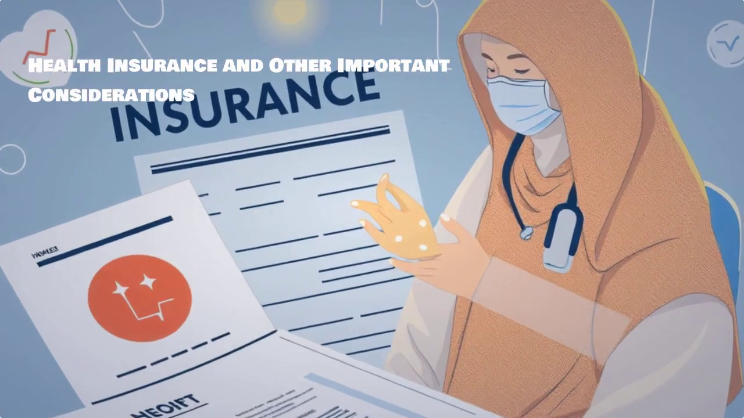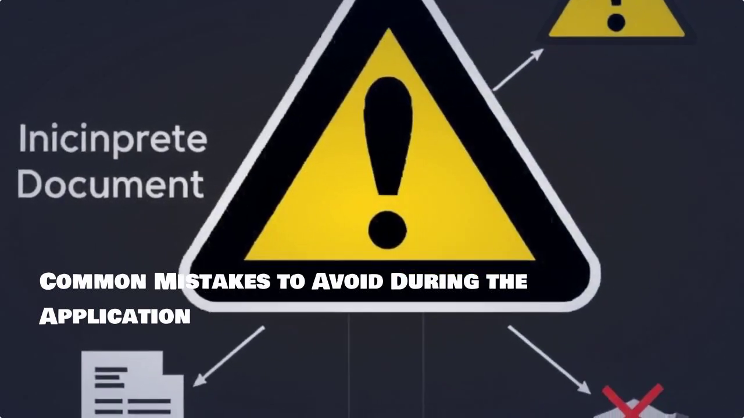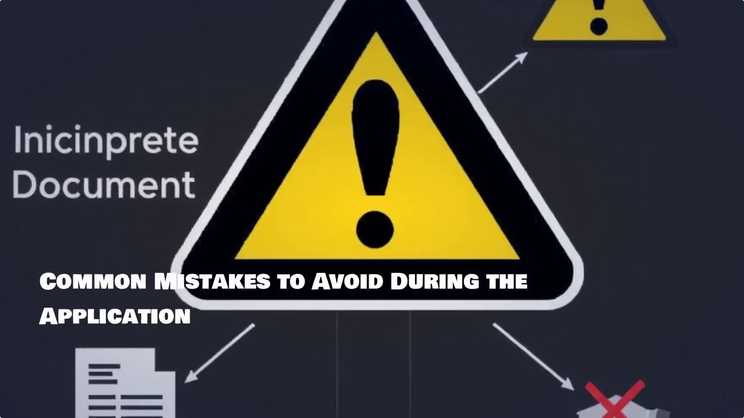It's also crucial to have valid health insurance while in Australia. It's a requirement for your visa application, so don't overlook it. Many applicants make mistakes that can delay or jeopardize their visa. Let's look at common errors to avoid to ensure a smooth application process.